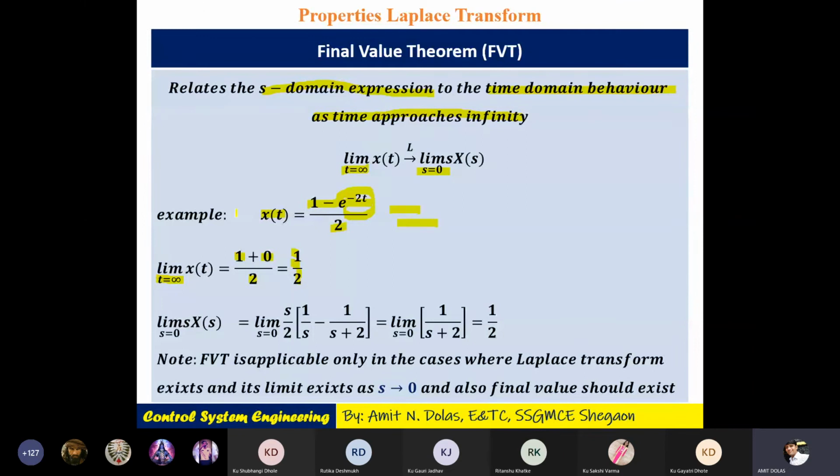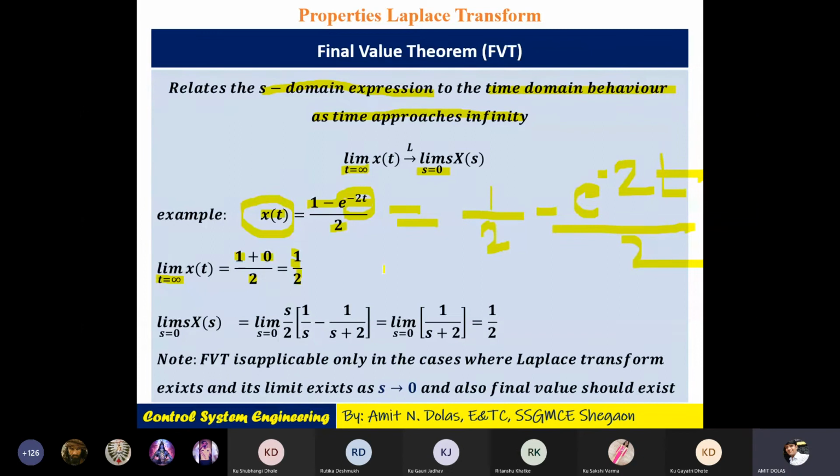Before finding the Laplace transform of x of t, separate it. So it will be 1 by 2, 1 by 2 and minus e raised to power minus 2t divided by 2. You may take 2 common later on. So 1 by 2 of what? If the 2 is taken out as common, the Laplace transform of 1 is 1 by s.